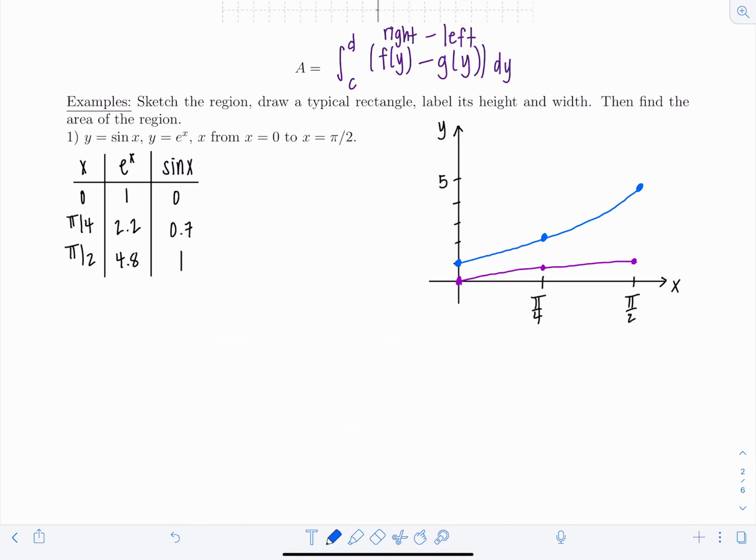Okay, so now I'm only interested in finding the area between the curves from 0 to pi halves. So let's just fill in specifically what that is. So that's this shaded region right in here. That's what I want to find the area of. Okay, so this was y equals e to the x, and this was y equals sine x.